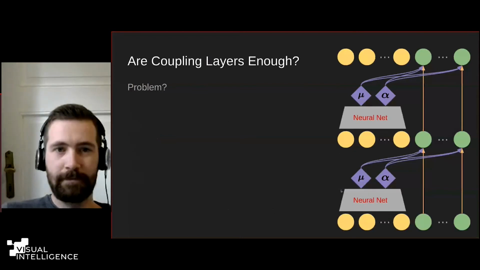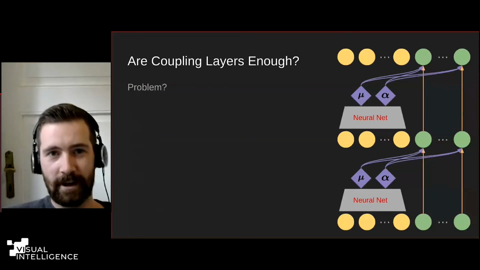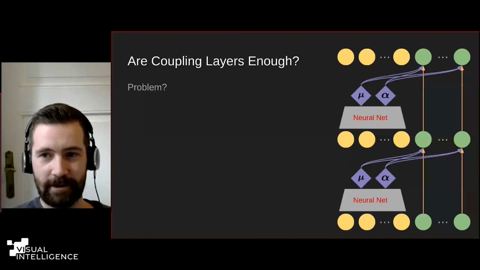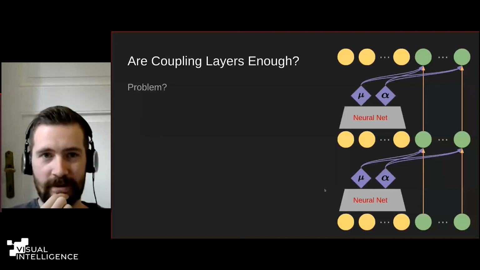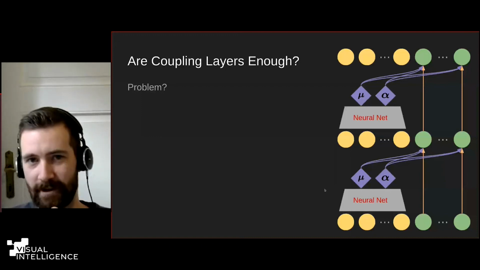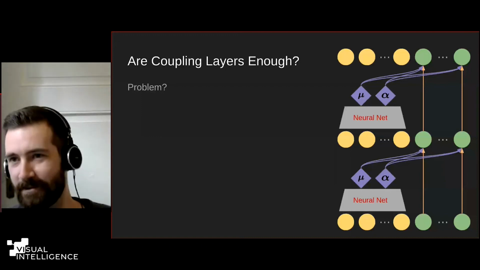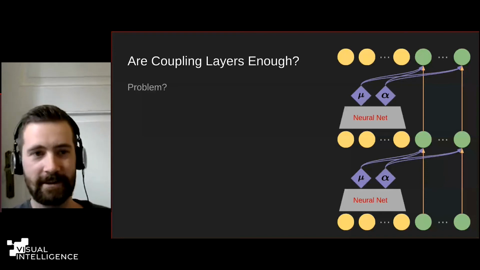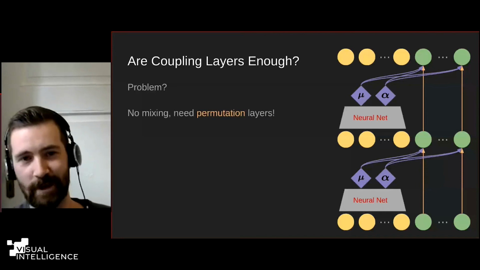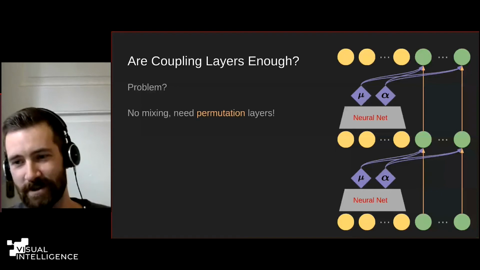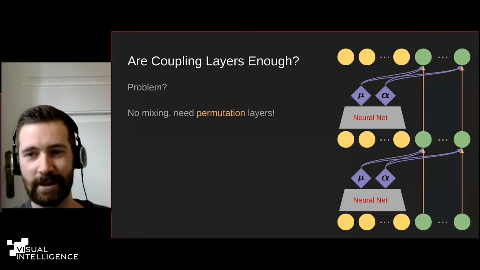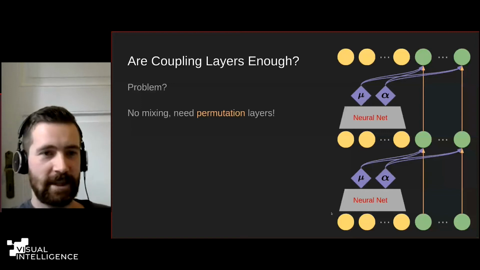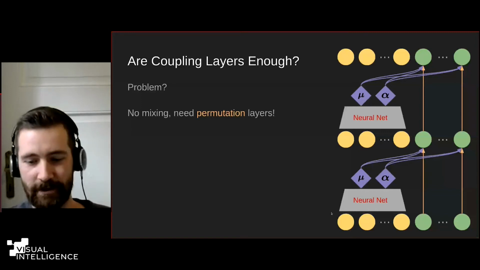So coupling layers are quite expressive. They have a freeform neural network in them, so they can learn very complicated transformations. But are they enough? Can we just stack them? From this image, you can clearly see that no, because here there is no mixing. We will just transform the second half all the time, but the first half of the dimensions will never be transformed. So we need some form of permutation layers.